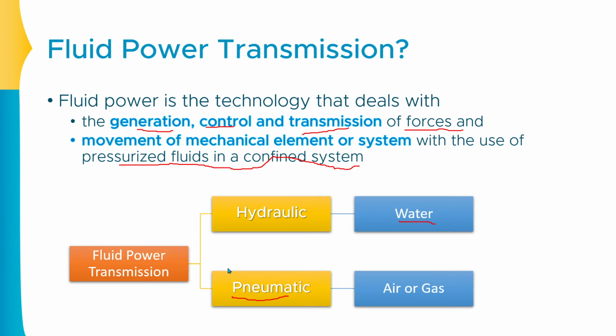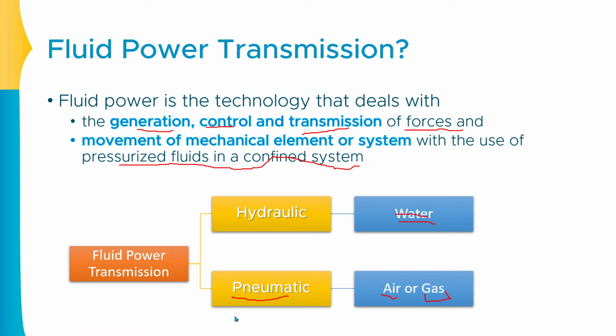That is the reason why we do not use water most of the time. We are going to use oils instead of water, and in the pneumatic system we will be using air or, in special cases, various kinds of gases. So this is what we have in fluid power transmission.